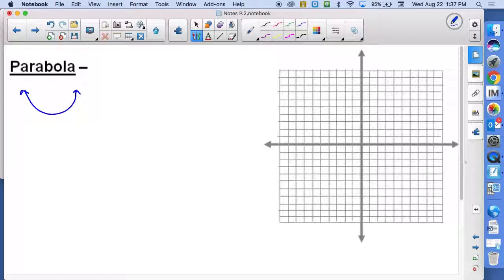How about the equation? What was special about the equation? What had to be in the equation to make a parabola? Brandon? X squared. So a parabola was always x squared.